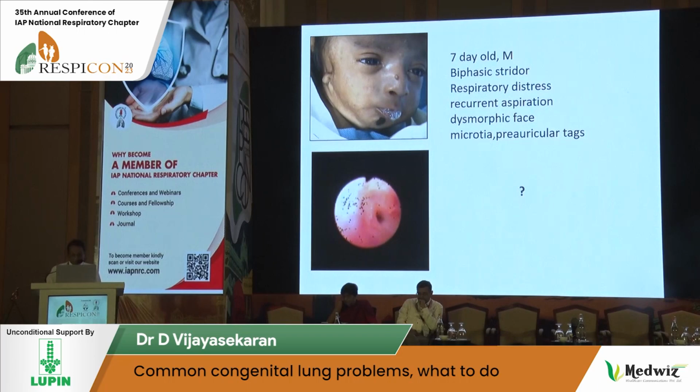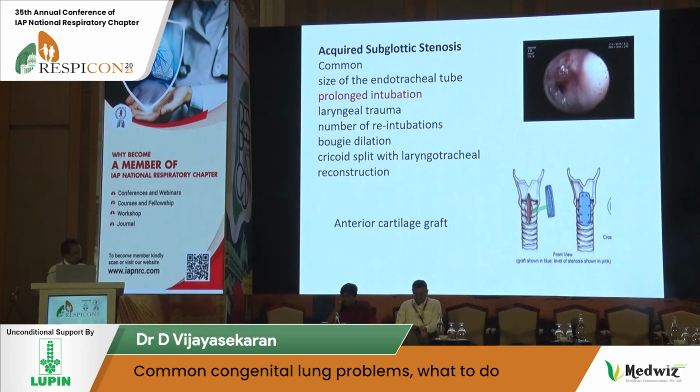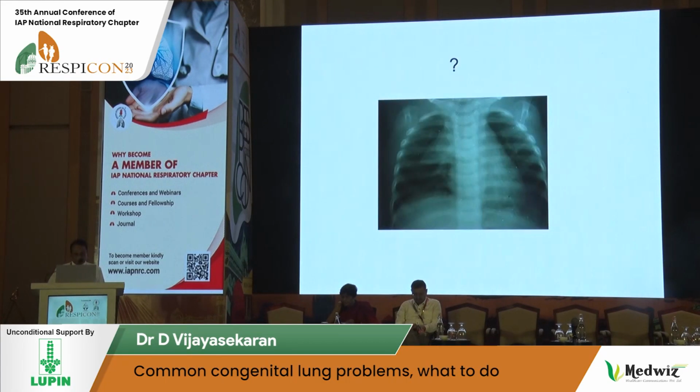The last one is a child presenting with a biphasic stridor. We did a bronchoscopy. The bronchoscopy showed this, which proved to be a congenital subglottic stenosis. And these are the conditions. Once you make a diagnosis, actually the acquired one is very common. When you make a diagnosis, then you have to go for laryngeal reconstruction with a cartilage graft and all. Last anomaly. Anybody want to make a diagnosis?